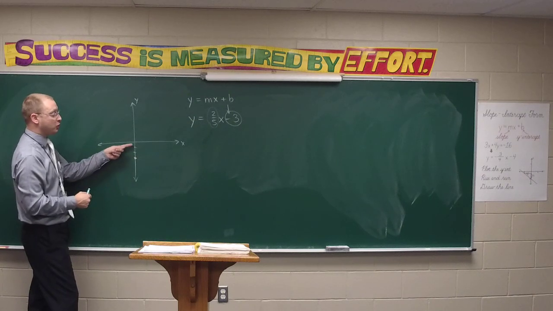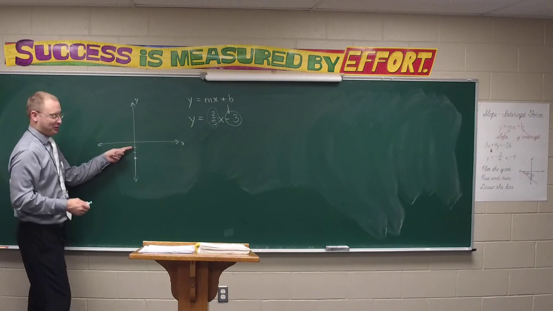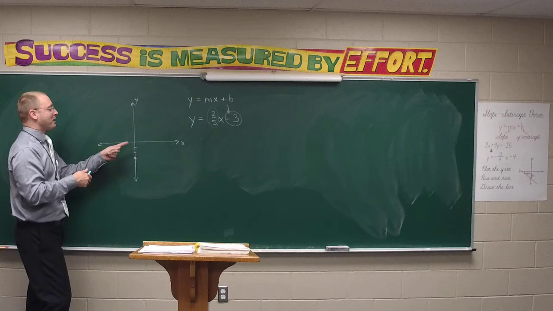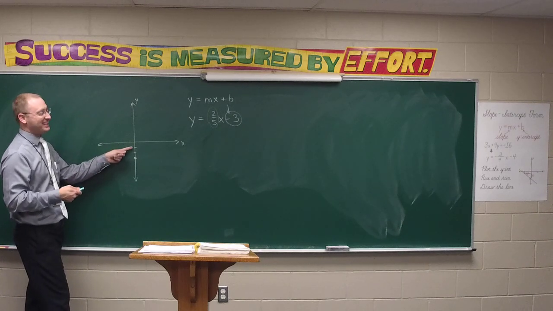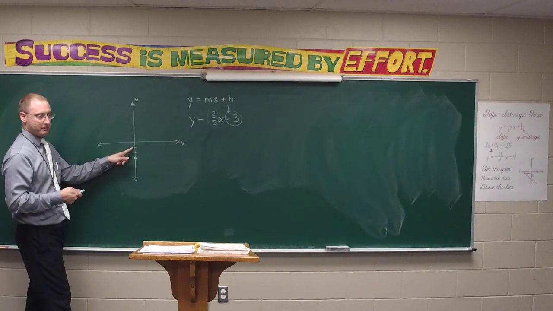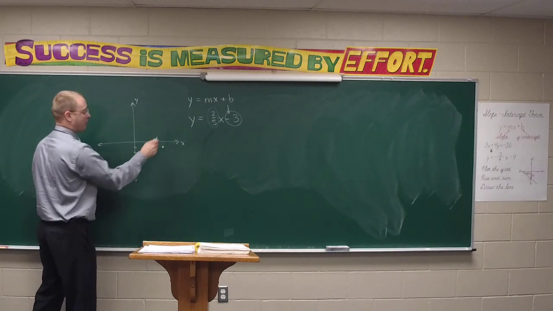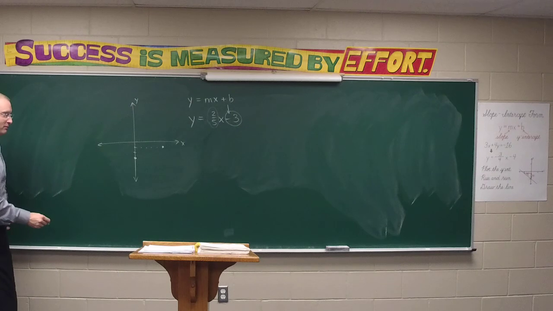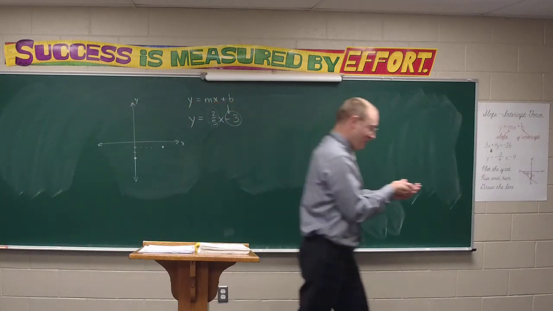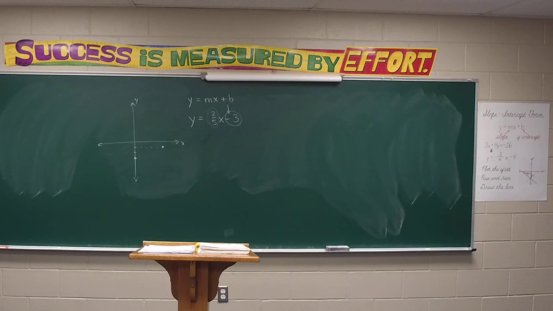rise 2, and we would run 5. Which direction? Forward to the right. So 1, 2, 3, 4, 5, and we put another point there, and then we take our straight edge, which is over here now, and we connect the dots with it, and we get our line.